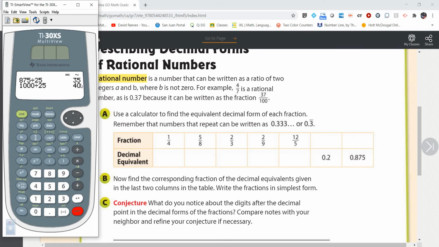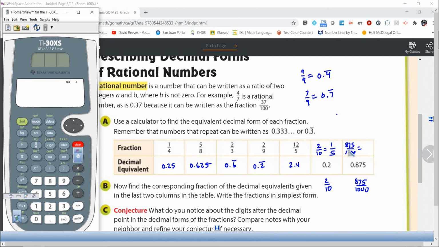But I know something that goes into both of those. 5 goes into both of those, right? So if I do 35 divided by 5, I get 7. So this actually simplifies all the way down to 7/8. Let's check that. 7 divided by 8. 7 divided by 8 is 0.875. All right, so if I go back to my table here, this simplifies down to 7 divided by 8.